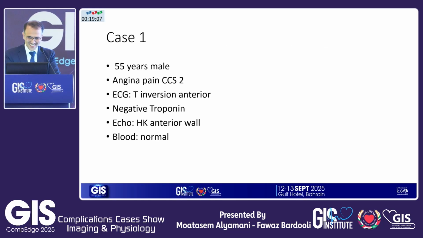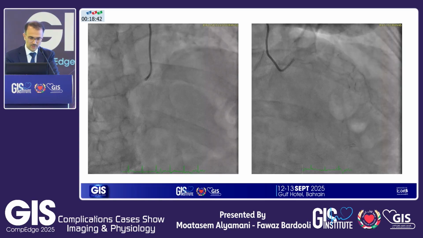We'll see. So I'm gonna share with you one of the real cases. This is a 55 years old. He has angina. He has some T-wave changes on the ECG, and troponin was negative. Echo was showing some hypokinesia in the anterior territory. His further blood investigations were normal. And I'm gonna stop for a second now and let you enjoy this.